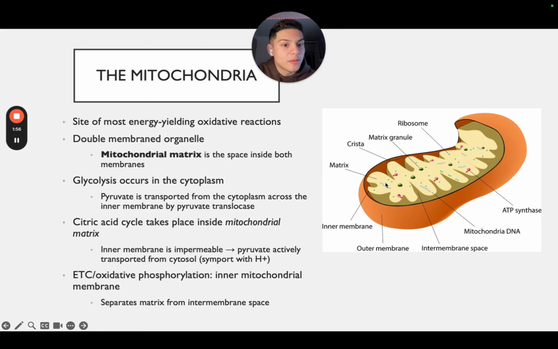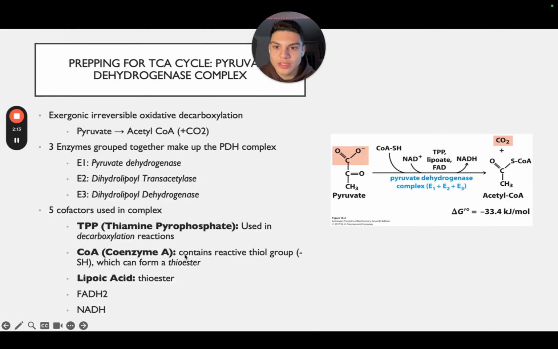Now, this is important to note because we know that we're building the proton concentration gradient. Not to get too far ahead, but we're building this gradient in the intermembrane space. So just keep in mind that the symporter is almost acting against the proton motive force that you're developing in the ETC. So that's that. Now, prepping for the TCA cycle.